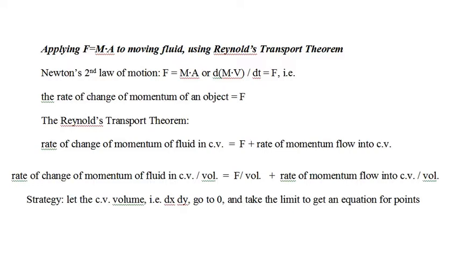It states that the rate of change of momentum of a fluid in a fixed control volume equals the force applied to the control volume plus the rate of momentum flow into the control volume. We'll divide the terms in the Reynolds transport theorem by the volume of the control volume and then take the limit as the control volume shrinks to 0. The result will be the Navier-Stokes equations.